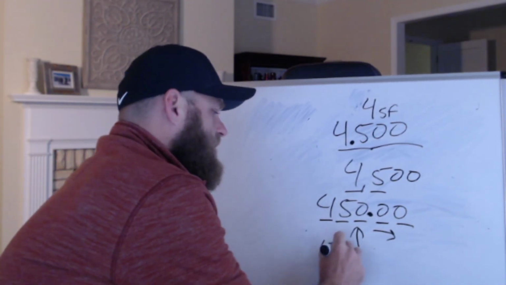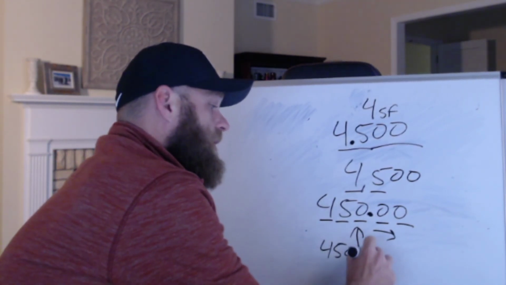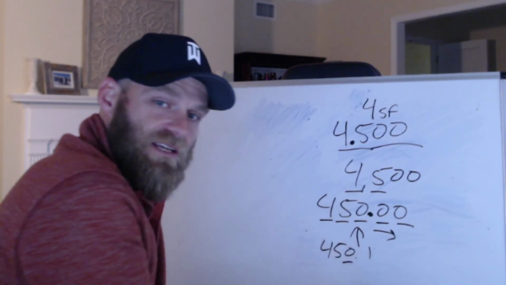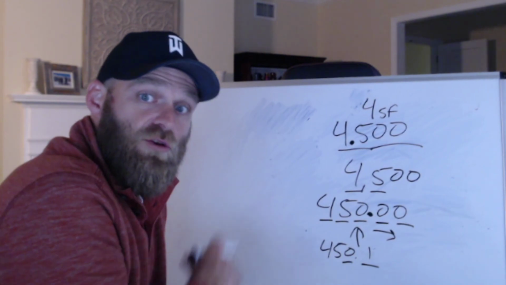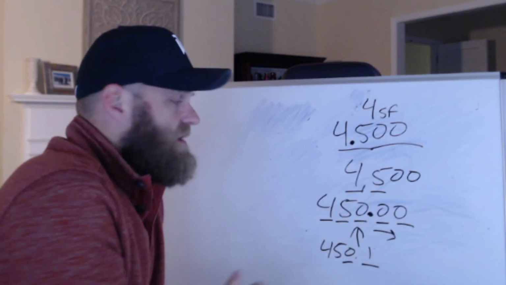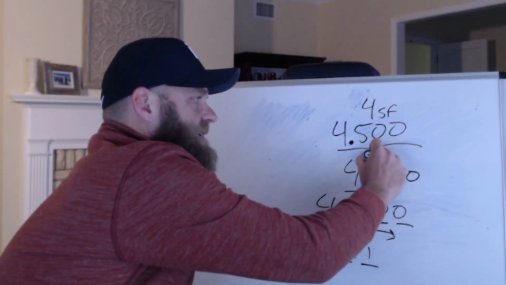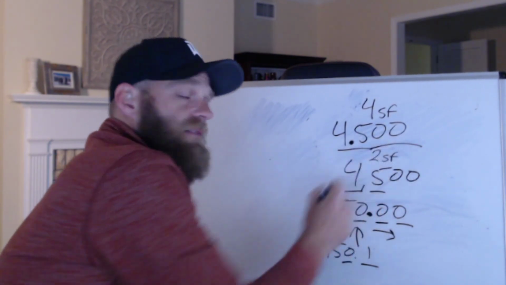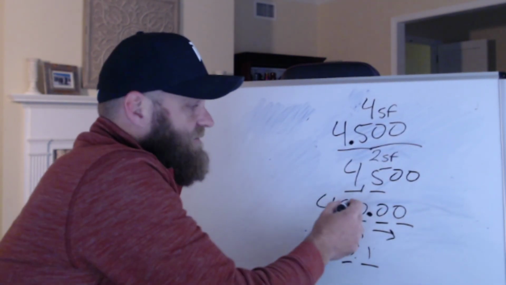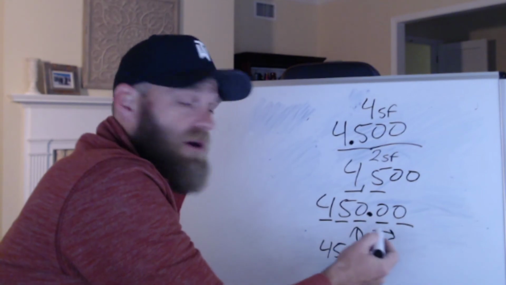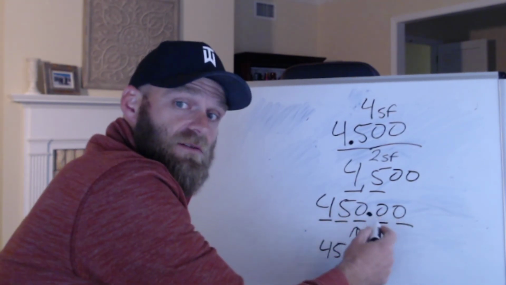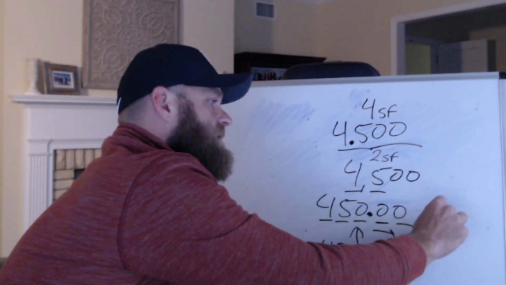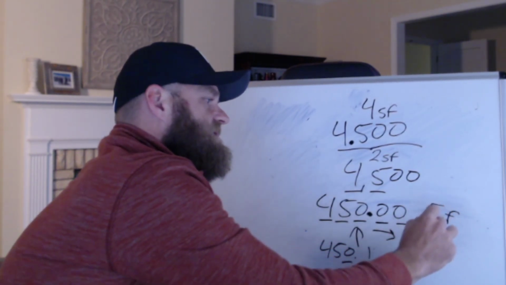If I have 450.1, this zero is significant because I have a significant value behind it. In this case I have 2 sig figs, 4,500. And 450.00, I have 5 significant figures because all of the zeros are included. 5 sig figs.